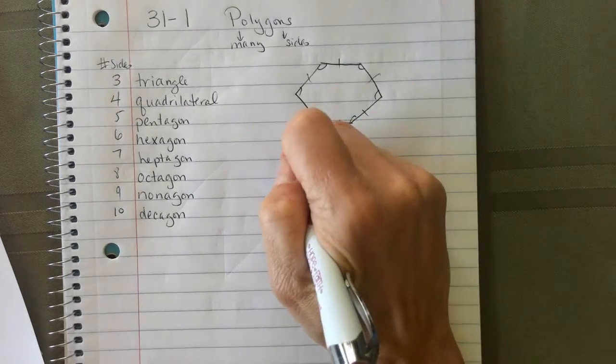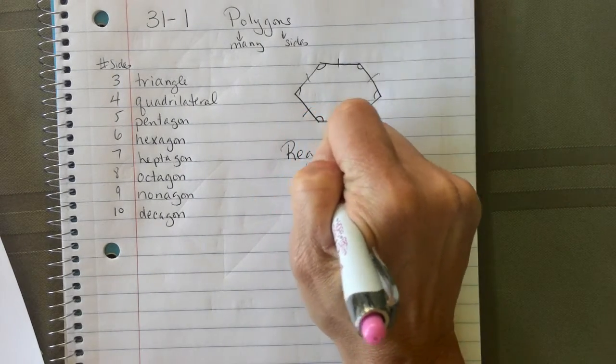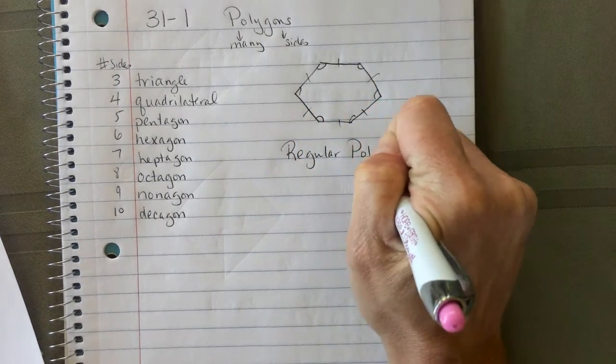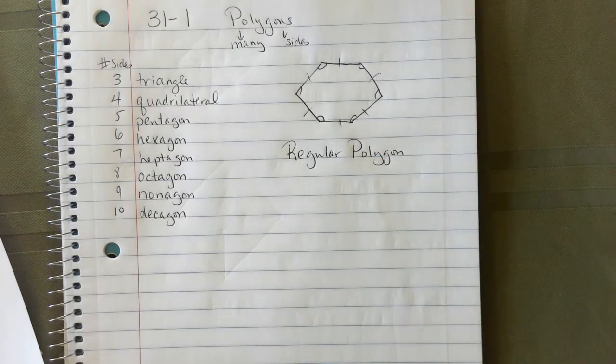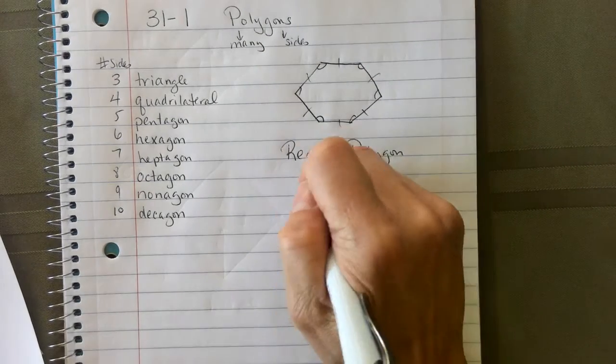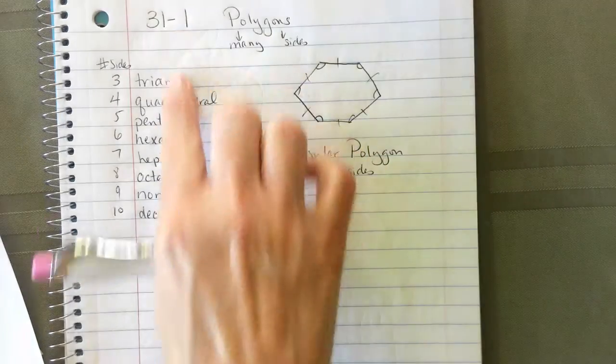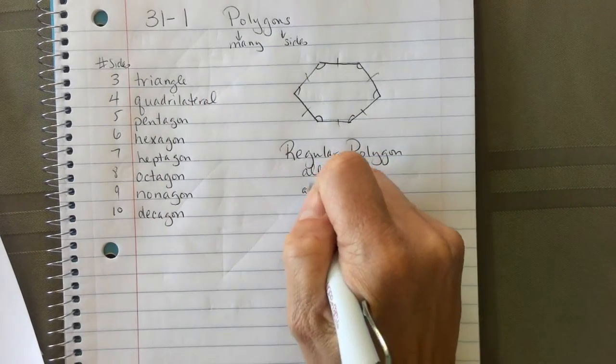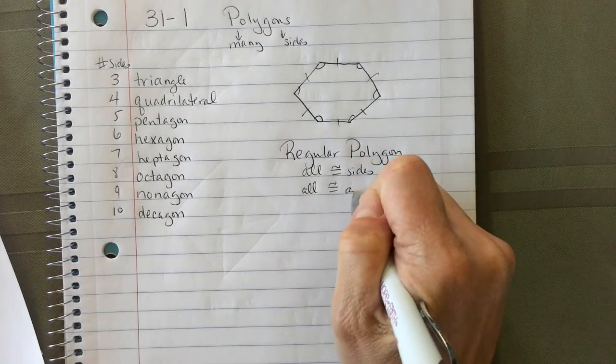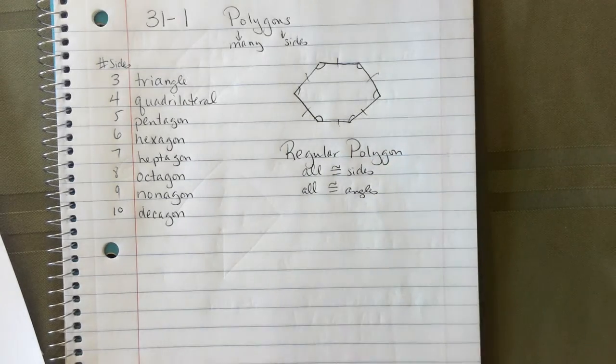If all of the sides are congruent, that means all of the angles are congruent. And that means that we have a regular polygon. So that regular polygon means all congruent sides, however many there are depending on the list, and all congruent angles. So that is what it means to be regular.